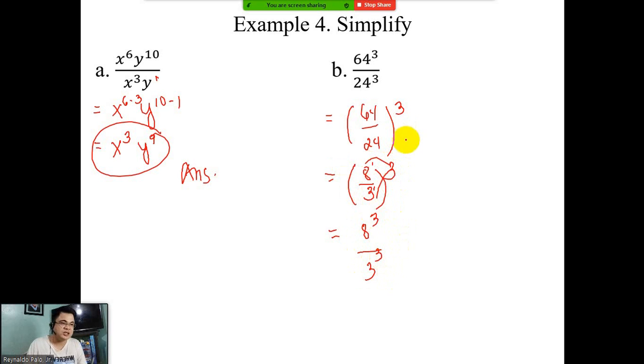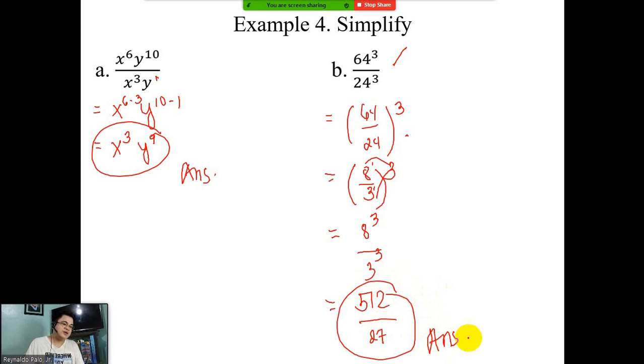So as you can see, it's not yet that simplified, but the numbers are smaller than the original given. So we can now simplify this. 8 cubed is equal to 512, while 3 cubed is equal to 27. So this is now the lowest term. Okay, so the final answer is 512 over 27. So that's how you are going to apply the division law of exponents and the quotient law of exponents.